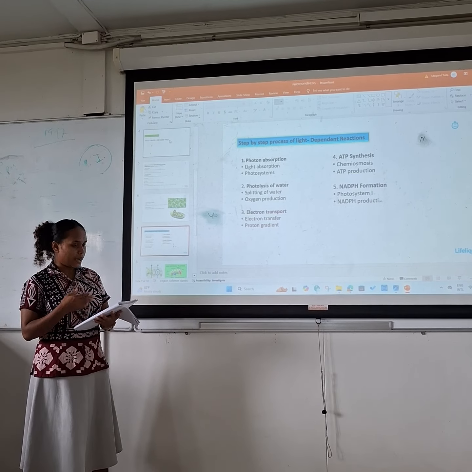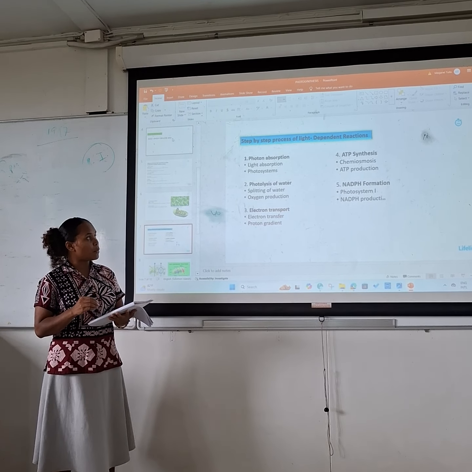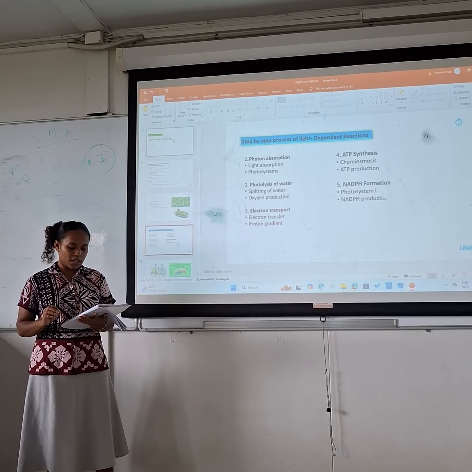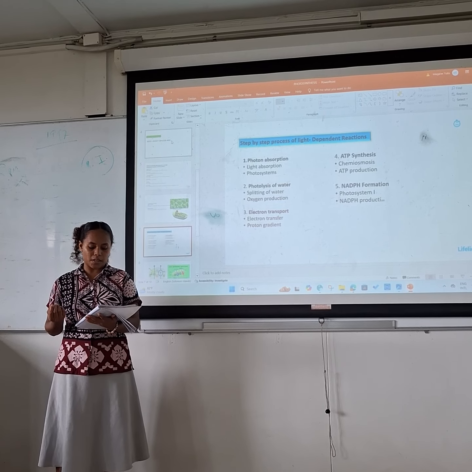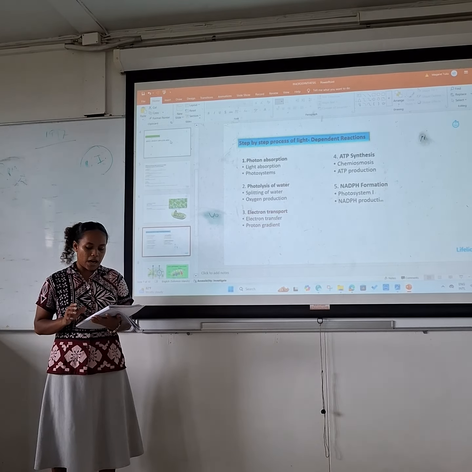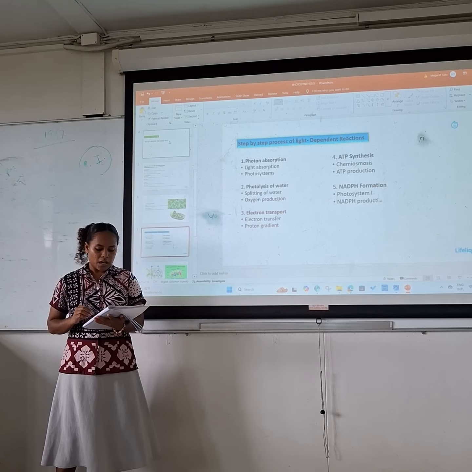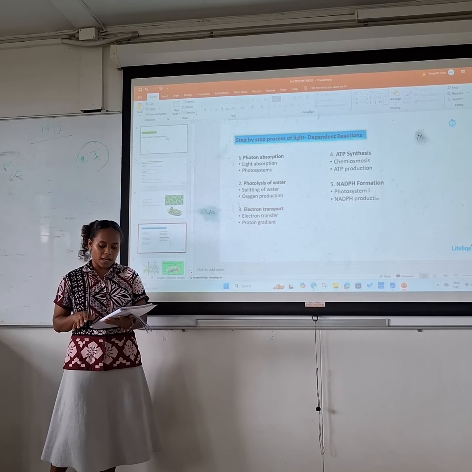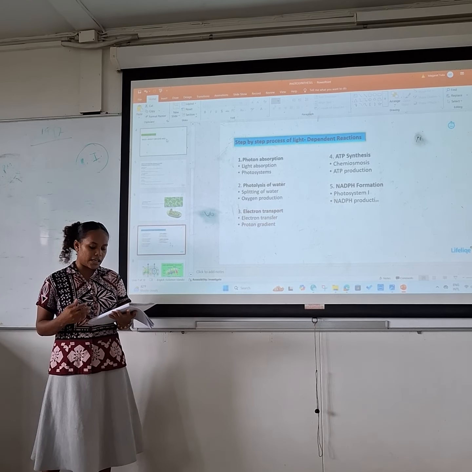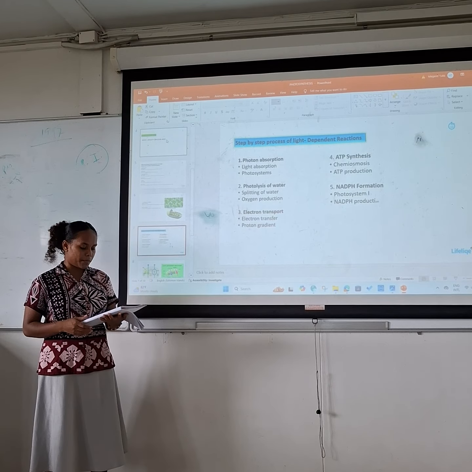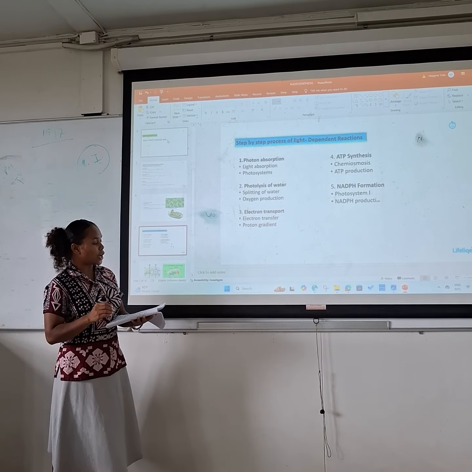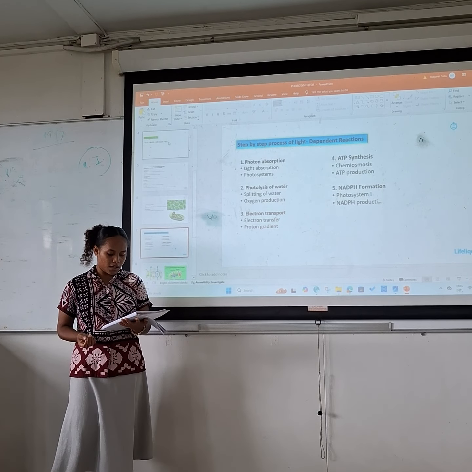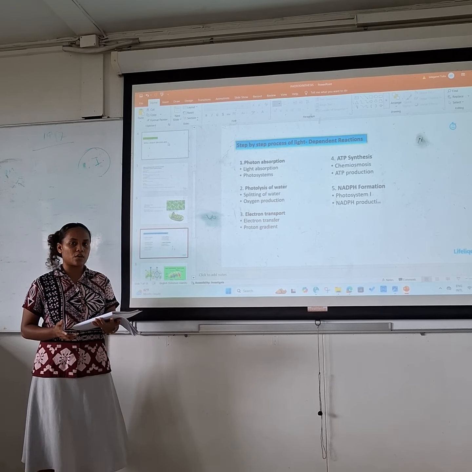For step 4, ATP synthesis, chemiosmosis. The proton gradient drives the synthesis of ATP from ADP and inorganic phosphate through a process called chemiosmosis. This occurs via ATP synthase, an enzyme embedded in the thylakoid membrane. For ATP production, ATP is produced and released into the stroma, where it will be used in the Calvin cycle.